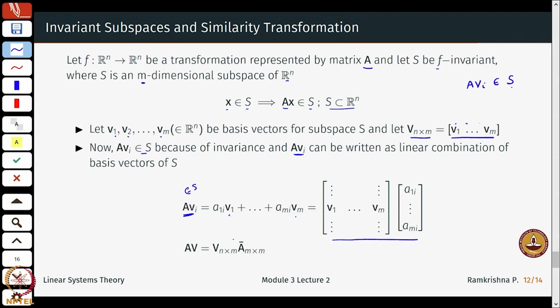And I can in general now write for all Vi. So, for this entire thing here, A times V will be equal to V A bar. Similarly like here, I can generalize this to write AV equals V A bar, where V is an n cross m matrix coming from here, and A bar is an m cross m matrix. So, you can write that down, and it's a pretty obvious relationship to derive.